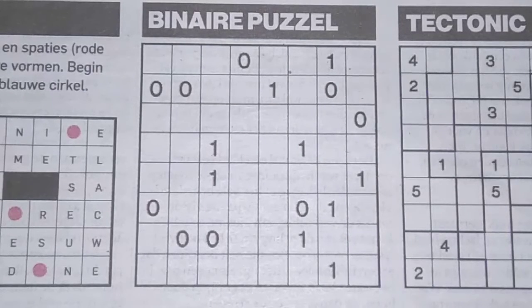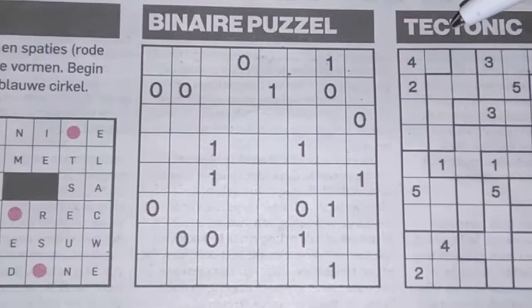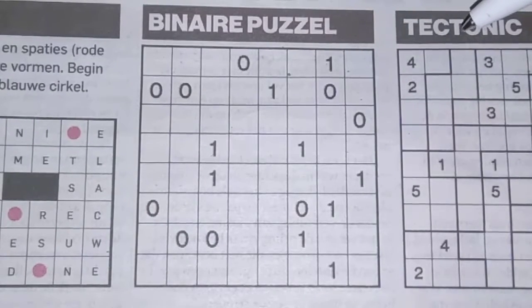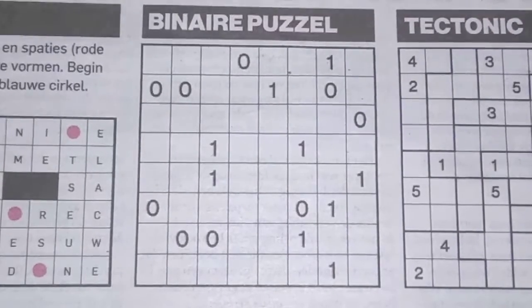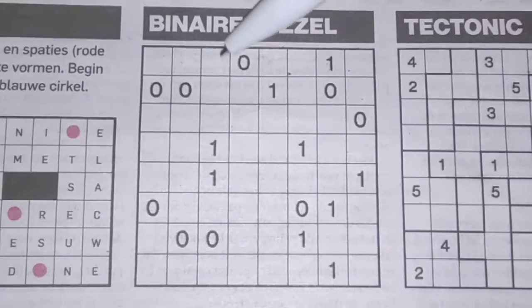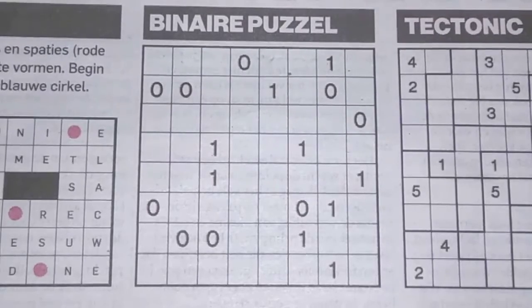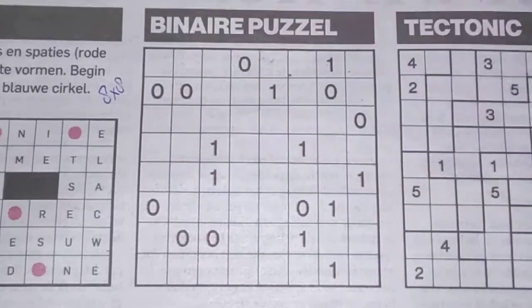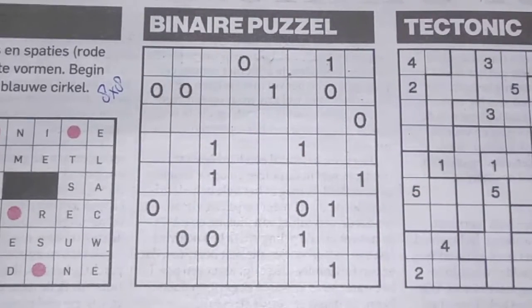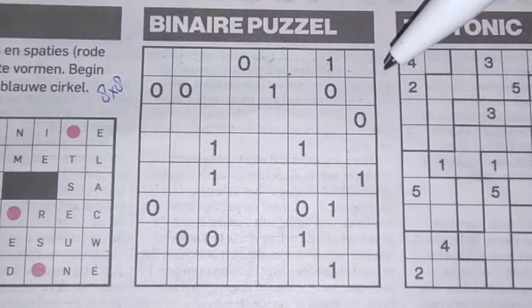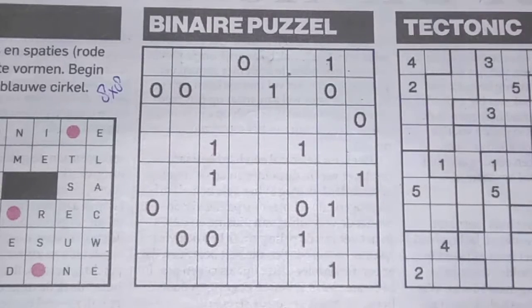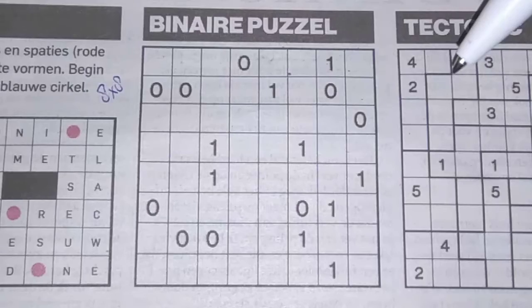Yes, this is the fourth Sudoku of today's newspaper of Thursday, May the 7th, and it's a binary puzzle. Let me count first: 1, 2, 3, 4, 5, 6, 7, 8. It's an 8 by 8 binary puzzle. That means in a row or in a column, there are always 4 ones and 4 O's. Yes, so let's get started.